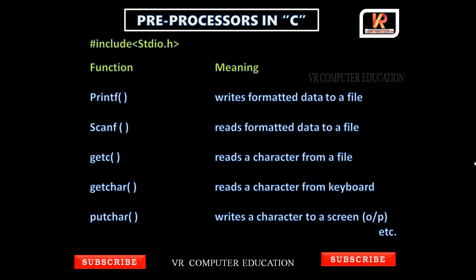If you want to use these functions in the program, you must include this header file in the program. If you don't include this header file and you use these functions in the program, you'll get an error. That is why we have to use the particular header file for the function which we are using. That is the concept of header files or preprocessors in C.